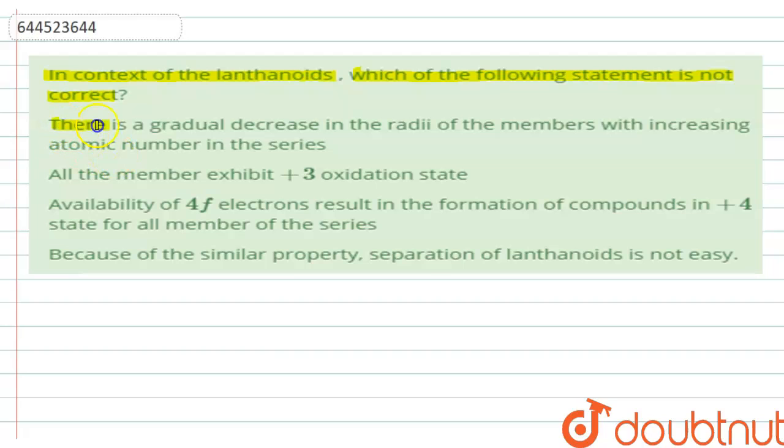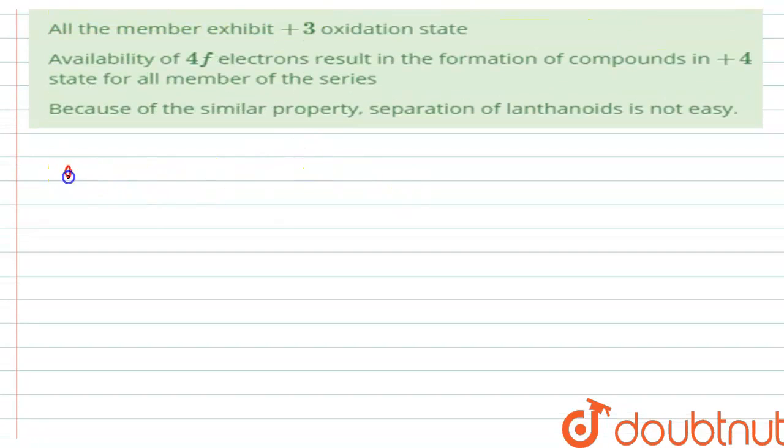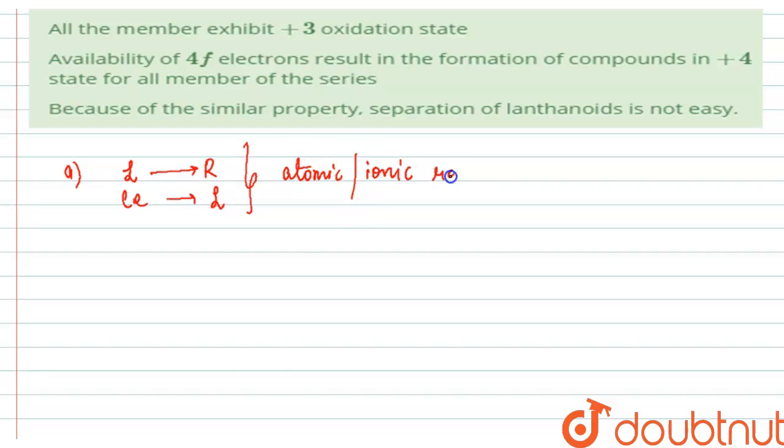The first one says that there is a gradual decrease in the radii of the members with the increased atomic number in the series. So this is a correct statement. How can we say that? If we move across the series from left to right, which means from cerium to lutetium, we generally experience that the atomic and the ionic radii have a gradual decrement. It decreases gradually.